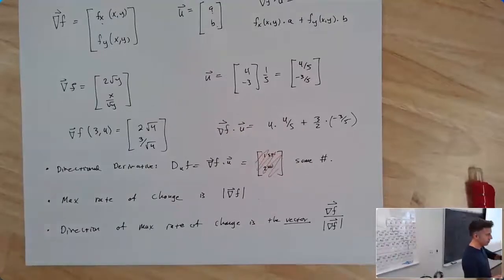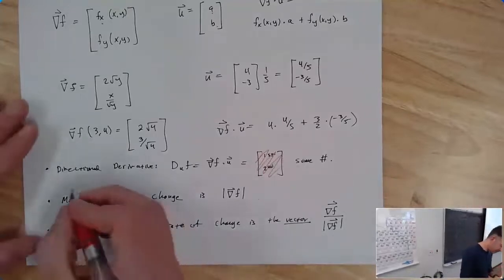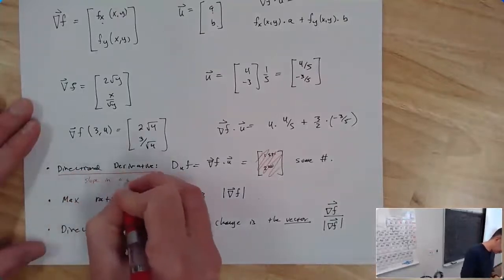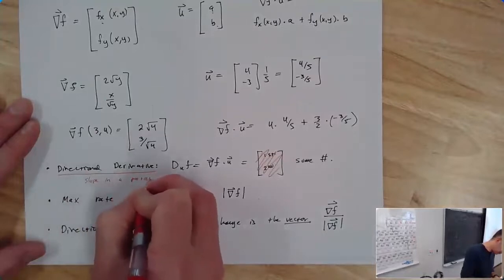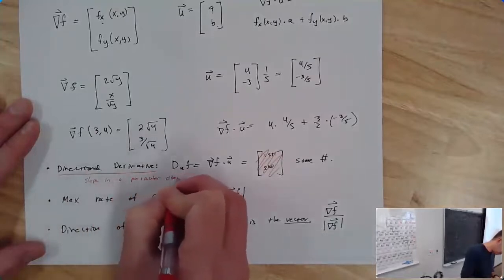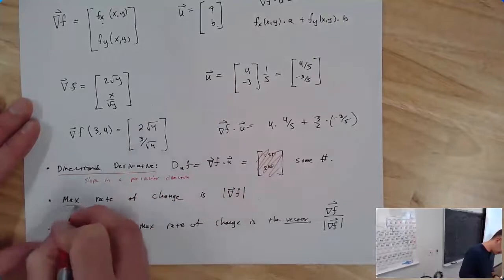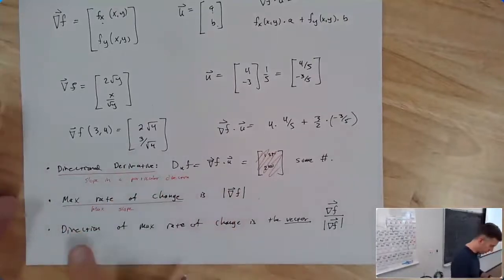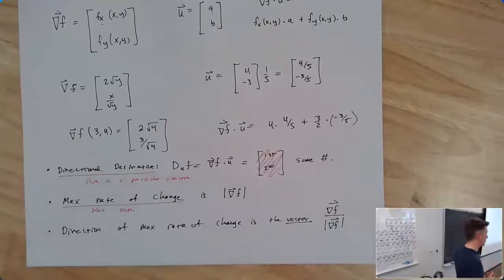So we'll do an example. Yeah. So when it says slope, we think directional derivative. Correct. But if they say steepest slope, do we go max? Correct. Yes. So that's in fact directional derivative, slope in a particular direction. Max rate of change is maximum slope. And direction of max rate of change is the direction in which you get maximum slope.